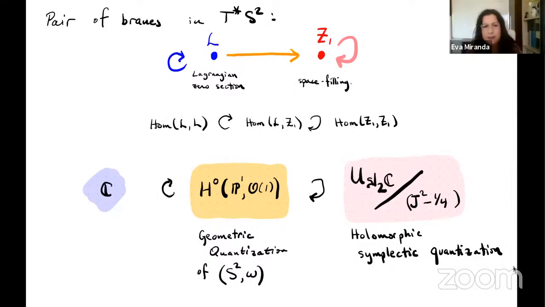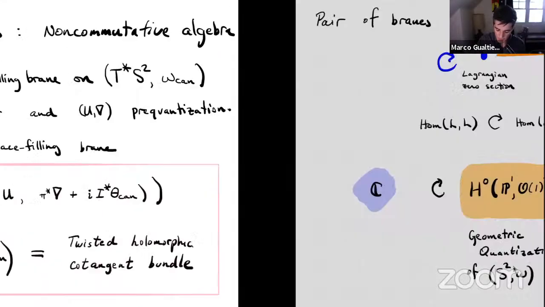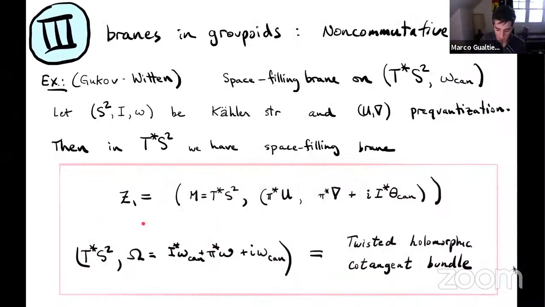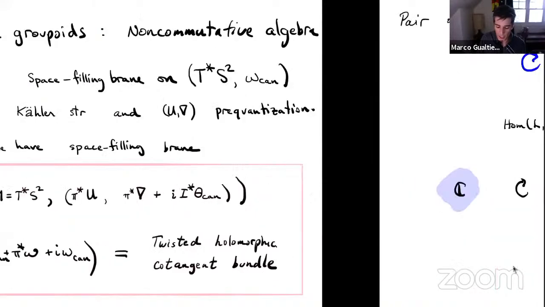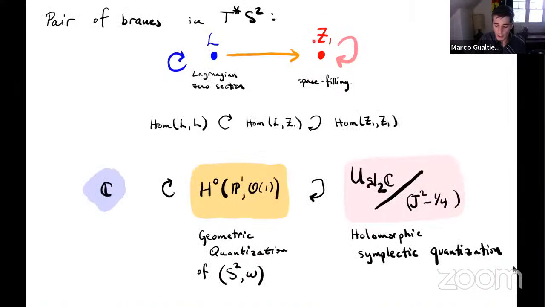Marco, there is a question. Oh yeah. Anton? Yeah, sorry, this spin 1/2. Does it depend on the Hermitian line bundle that you? Yes, it's exactly because you see that the structure of this space-filling brane includes the pre-quantized Kähler structure. So if I double this symplectic form, then I'm going to get a different structure on this twisted holomorphic cotangent bundle, and this will be a different brane, which we should then call Z2. And then the Hom from Z2 to itself would change the value of the quadratic Casimir. Mm-hmm. Okay. It would give a different algebra.